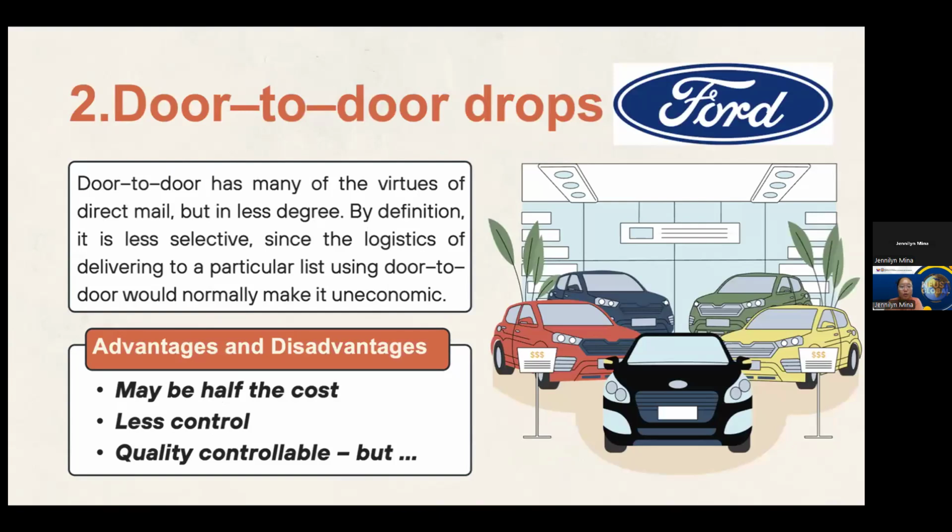Basically, when we speak of door-to-door drops, it involves distributing promotional materials directly to households in a specific area. While this method has some advantages over direct mail, it also comes with its own challenges. So imagine Ford wants to promote a new line of SUVs in a suburban neighborhood.